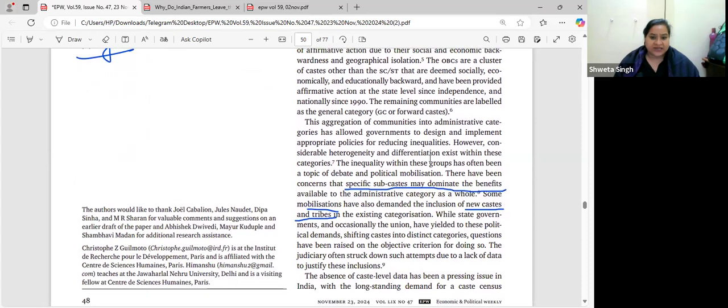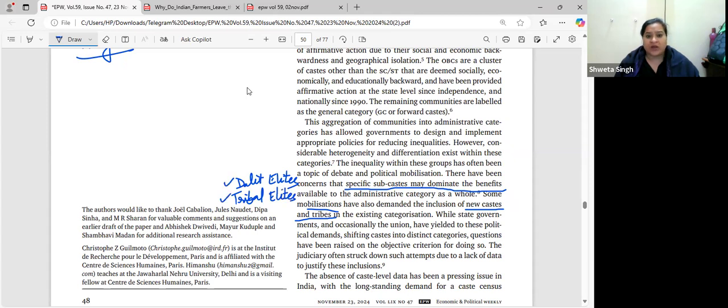Now, the insights which I feel you could have taken away from this article: it's written that, however, considerable heterogeneity and differentiation exist within the categories that the government has earmarked on the basis of reservation. So here it is saying that specific subcastes may dominate the benefit. Now we know this insight related to subcaste domination. We can see Dalit elites. You must be aware of these terms. If not, these will help you, and tribal elites, which you can very comfortably use in your GS answers also.